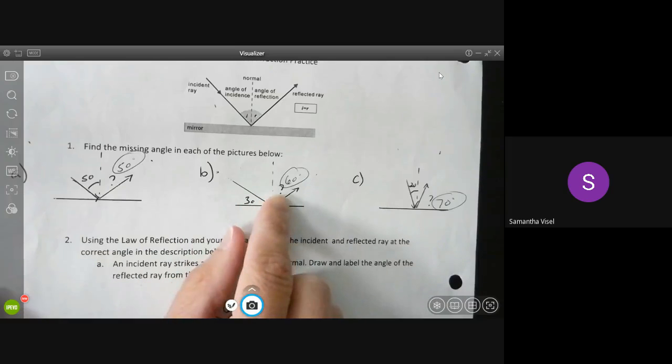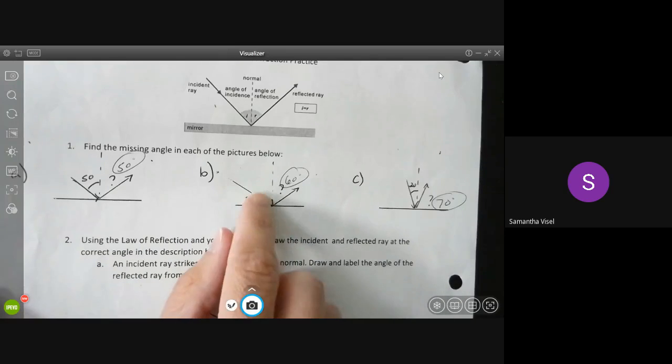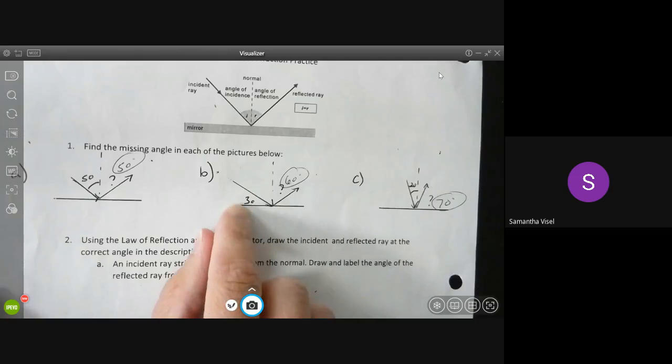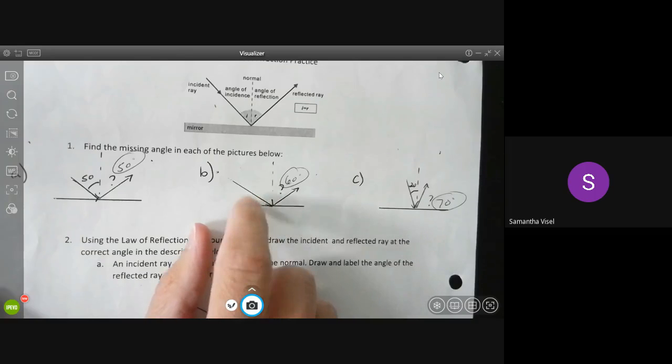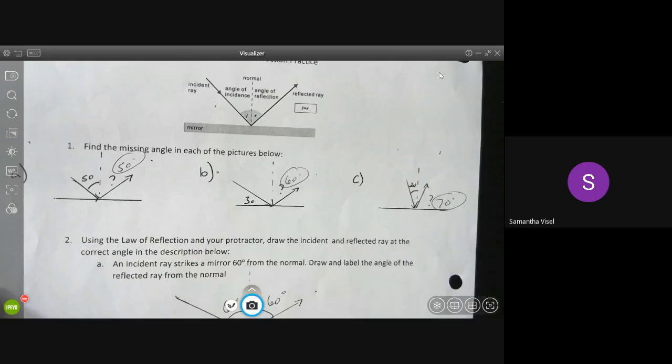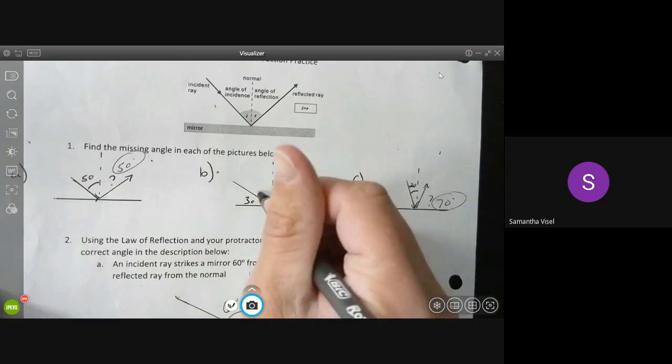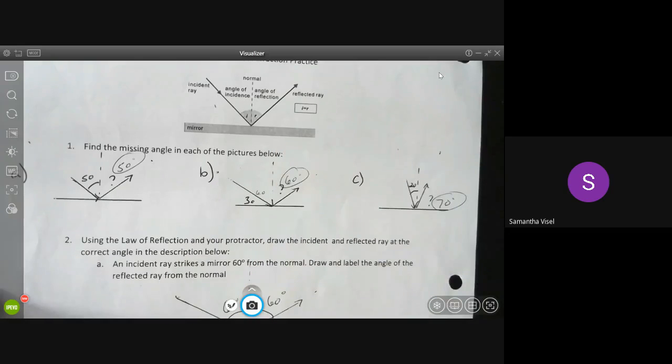Here I'm looking for the angle of the reflected ray. However, I do not know the angle of incidence, but I do know the angle between the reflected ray and the mirror's surface. So knowing that this is 90 degrees, 90 minus 30 leaves me with 60 left over. So then that tells me that this is 60 degrees. So if this is 60, then angle of reflection should also be 60.